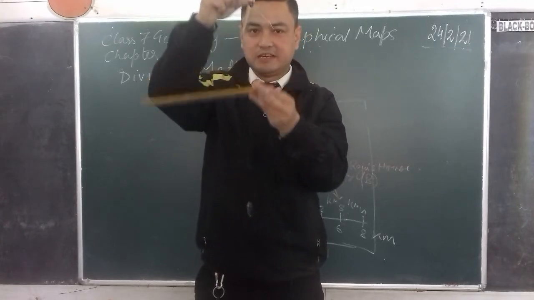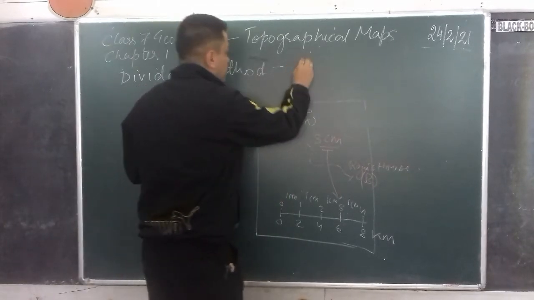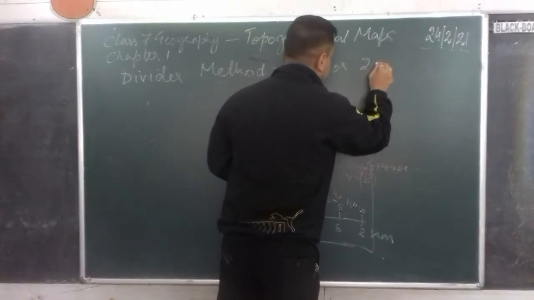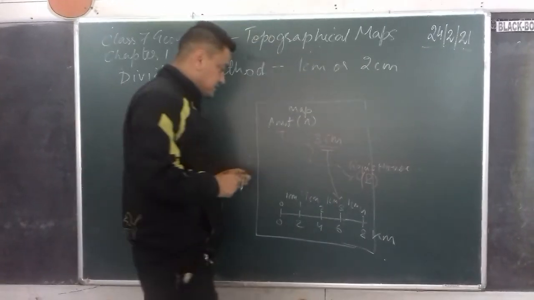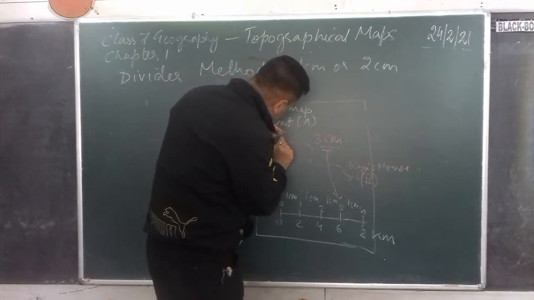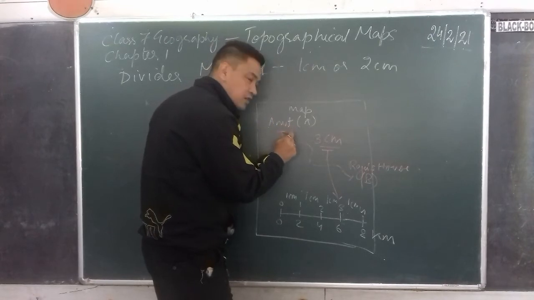Okay, this is 1 centimeter. Let's take for example, this is 1 centimeter. I'm taking 1 centimeter, or in some cases we can take 2 centimeter also. It depends. So this is the centimeter. Now this is the starting point, on which I put a divider to measure the curved line.